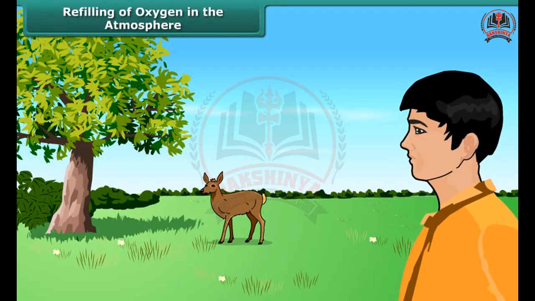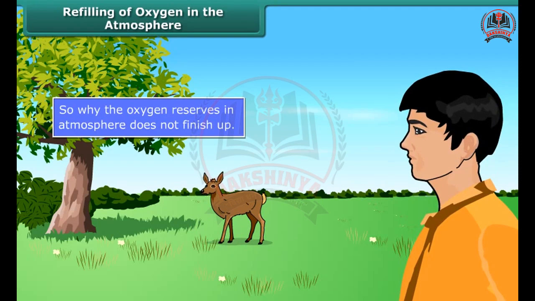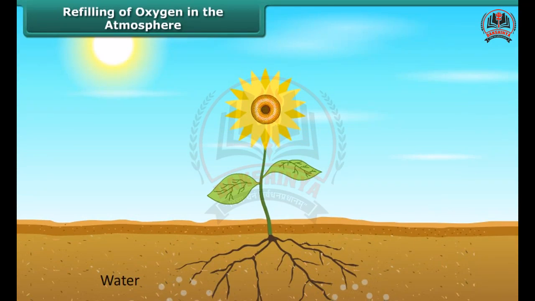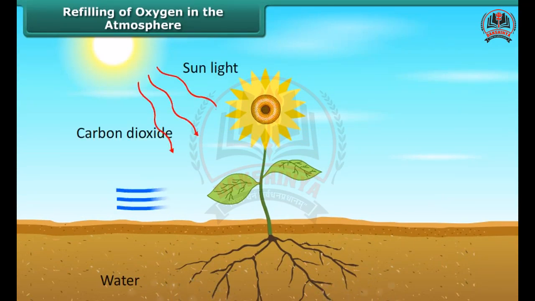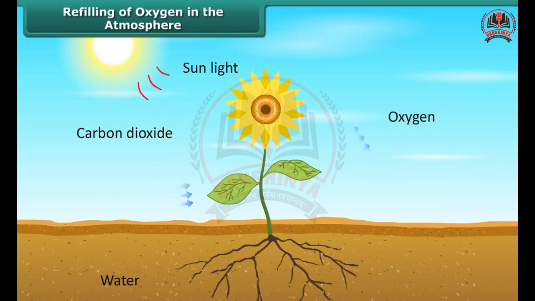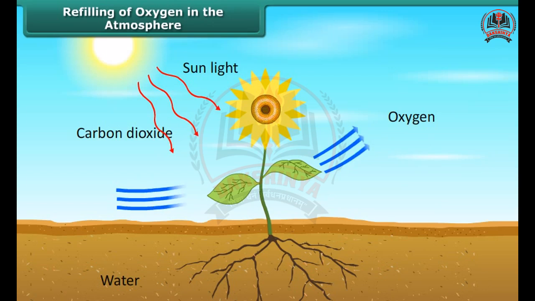Several billions of humans, animals, and other organisms are consuming huge amounts of oxygen from the atmosphere every day. So why do the oxygen reserves in the atmosphere not finish up? Do you know how? The plants produce oxygen during photosynthesis. This oxygen is released in the atmosphere. Plants also consume oxygen for respiration, but they produce more of it than they consume. So the plants silently save us from dying without even being noticed.